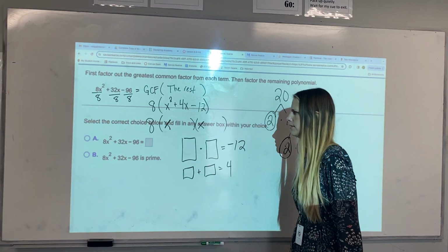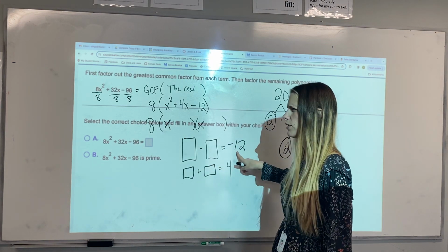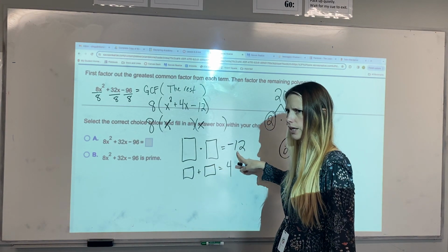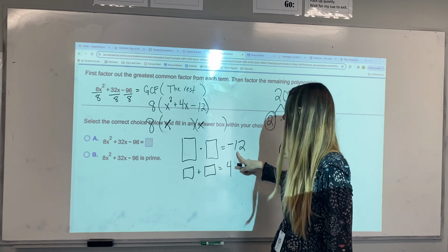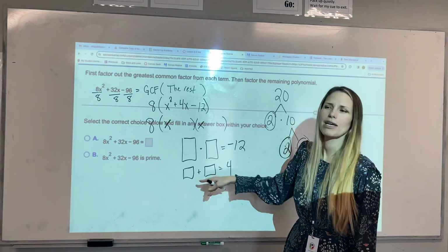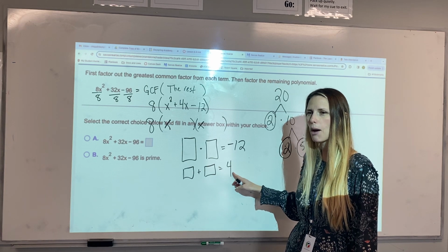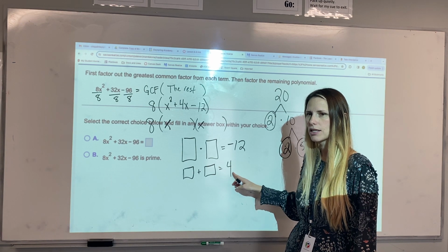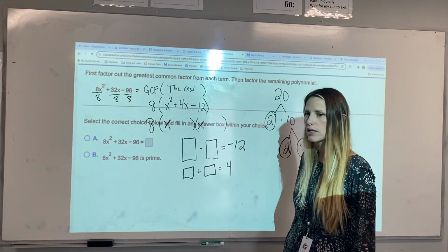I need two numbers that multiply to get a negative 12. That means one of the numbers is going to be negative. One of the numbers is going to be negative, but I'm going to end up with a positive sum. That means which number? The lower one has to be negative and the higher one has to be positive.